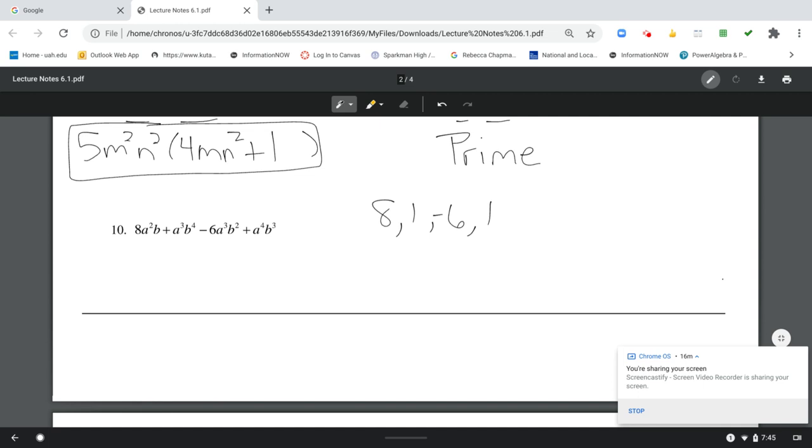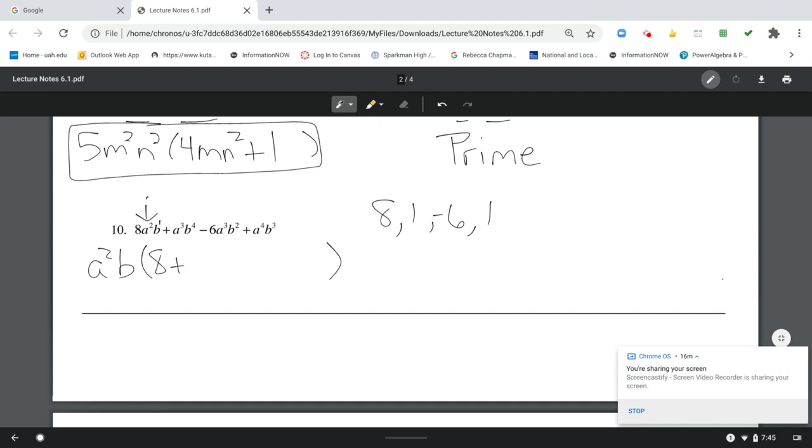Now, if you notice, all 4 terms have an a. The smallest exponent, the smallest power on those a's, is an a squared. When I look at all 4 terms, I have a b, and the smallest power is b to the first. So since I do not have to reduce numbers, I do have to subtract my exponents. So my 8 stays, I'm working here. 2 minus 2 is 0, and 1 minus 1 is 0.